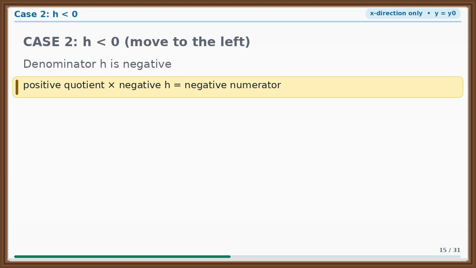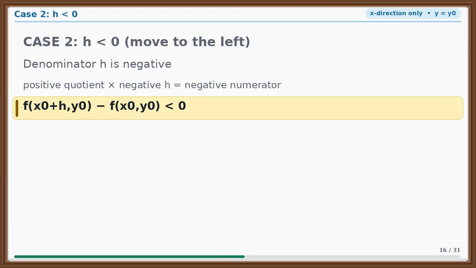Multiply the positive quotient by the negative number h. A positive number times a negative number is negative, therefore the numerator must be negative. This is the point at which sign mistakes commonly happen. Thus f of x0 plus h, y0 minus f of x0, y0 is less than 0. The left-hand height minus the central height is negative.